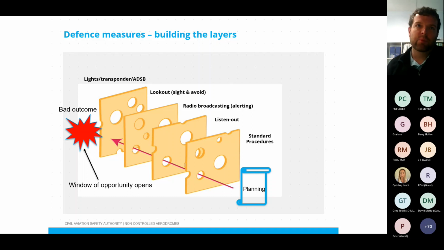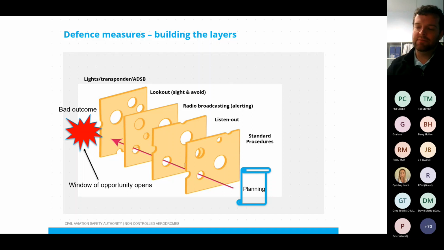So an example would be a student potentially going into Essendon for the first time, which is a controlled aerodrome, or going into a non-controlled aerodrome that they've never been to before, which has very specific procedures in place. The defences are in place already there in terms of what's in the ERSA, what's been established by CASA in terms of how we go into a non-controlled aerodrome, and then what's specific to that particular aerodrome in the ERSA in terms of how we are to enter that aerodrome.